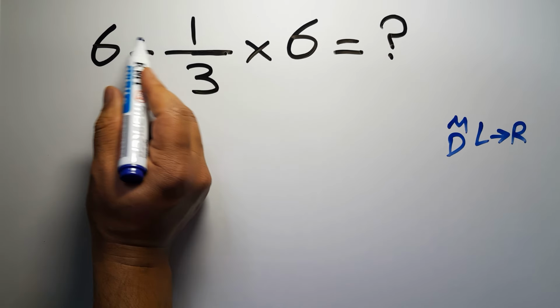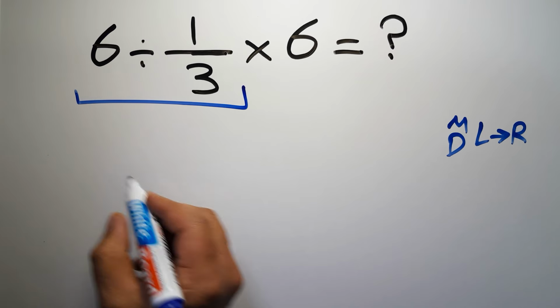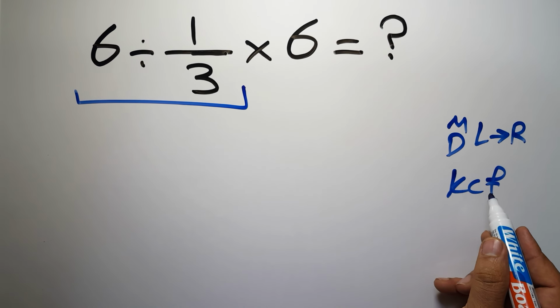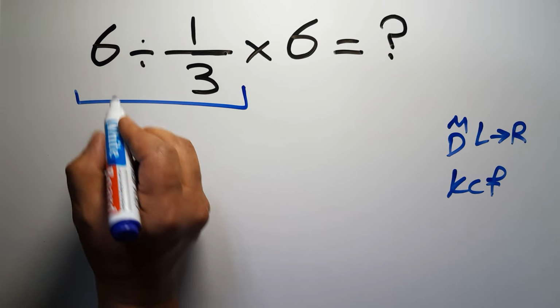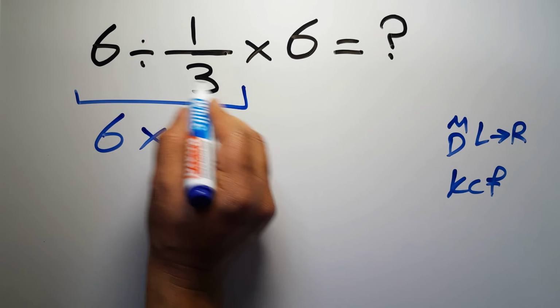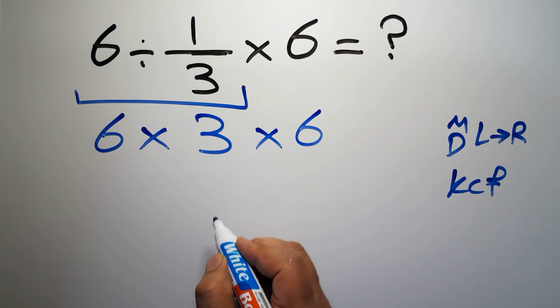So first we have to do this division. 6 divided by 1 over 3. According to the KCF rule, K stands for keep, C stands for change, and F stands for flip. We can write keep the first fraction, change division to multiplication, and flip the second fraction. And here we have times 6.